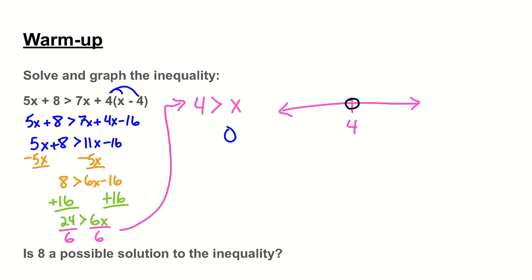So my test value is 0. So 4 is greater than 0. That is true. So I put my 0 on the number line, and I shade toward my test value, 0. So I have to shade this direction.